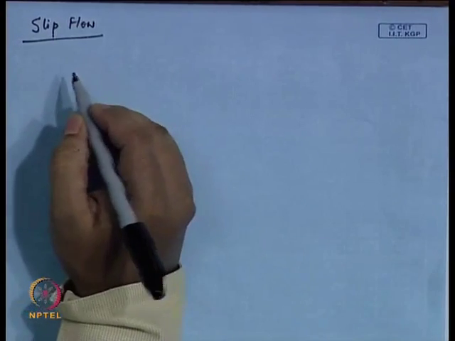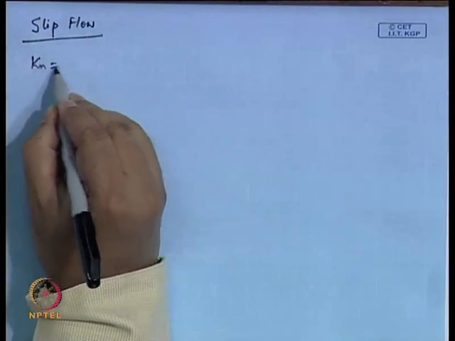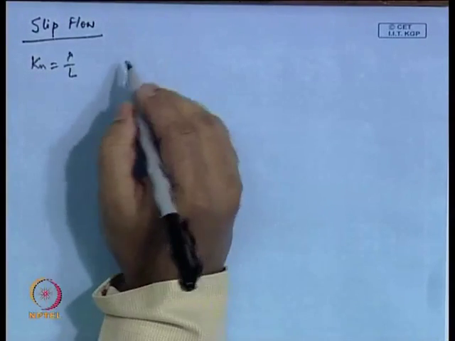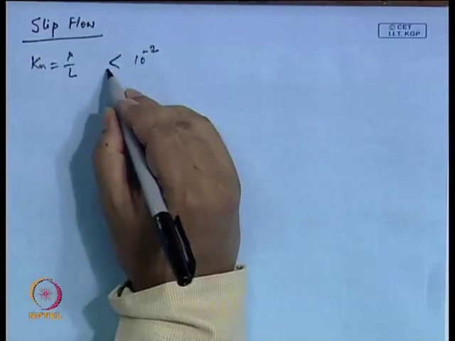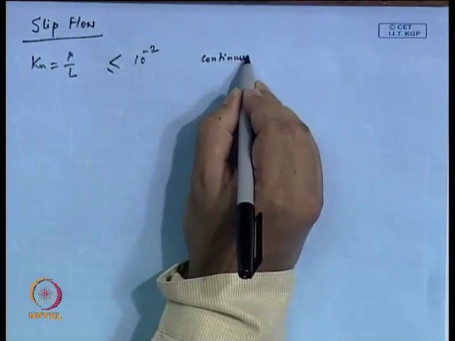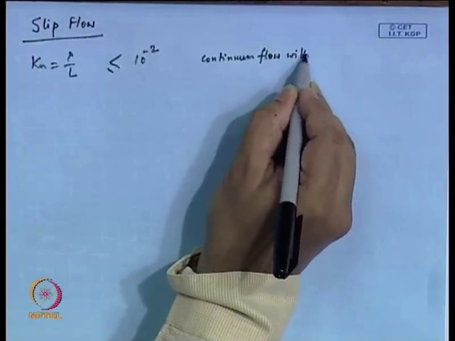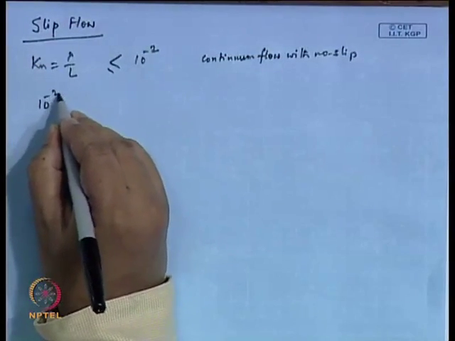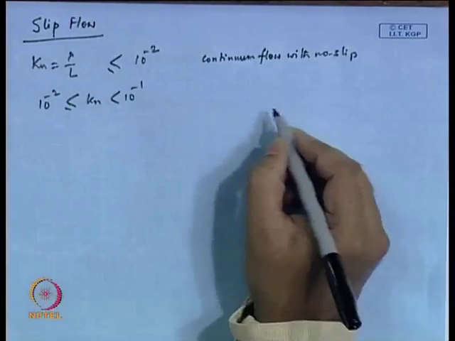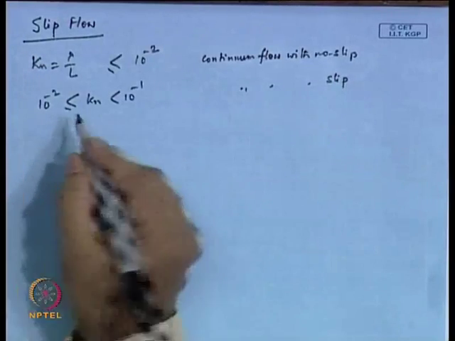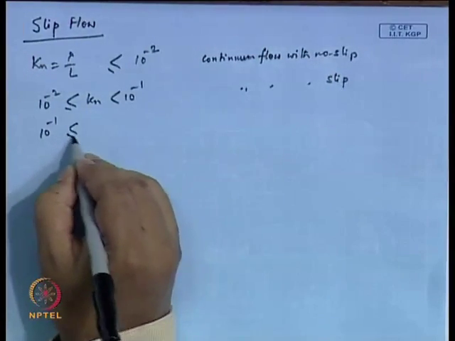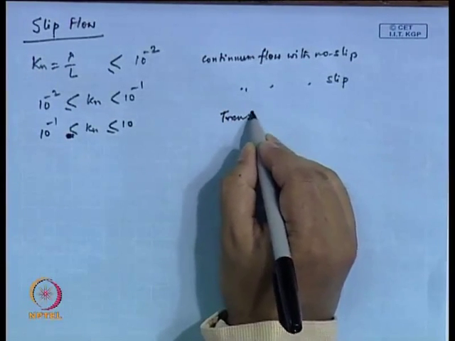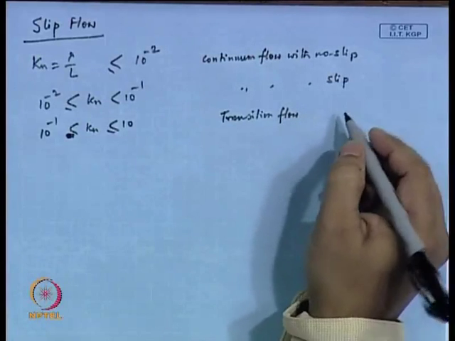What we said at the very outset is that depending on the value of the Knudsen number, lambda by L, you can be in different regimes. If Knudsen number is less than 10 to the power minus 2, then it would be continuum flow with no slip. If it is between 10 to the power minus 2 and 10 to the power minus 1, then it would be continuum flow with slip. And if it is between 10 to the power minus 1 and 10, this is considered as transition flow between continuum and free molecular flow.